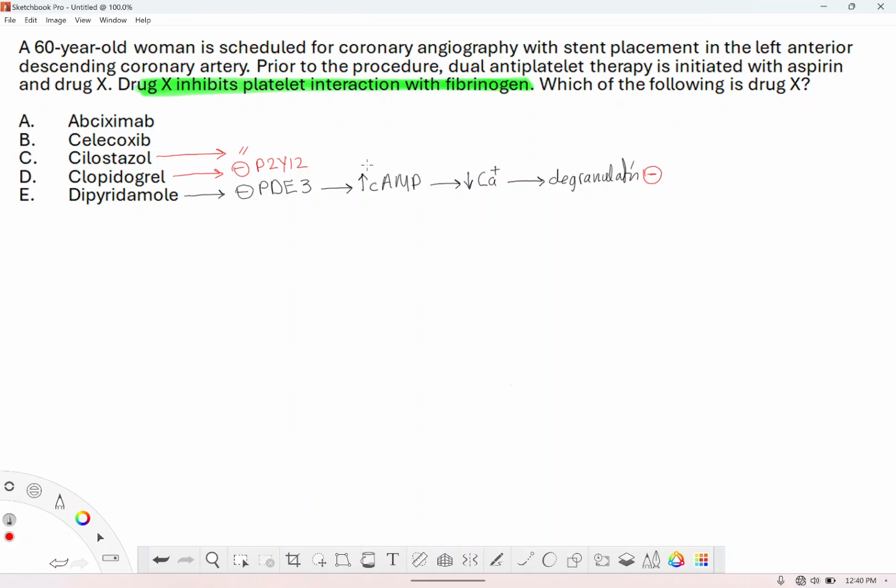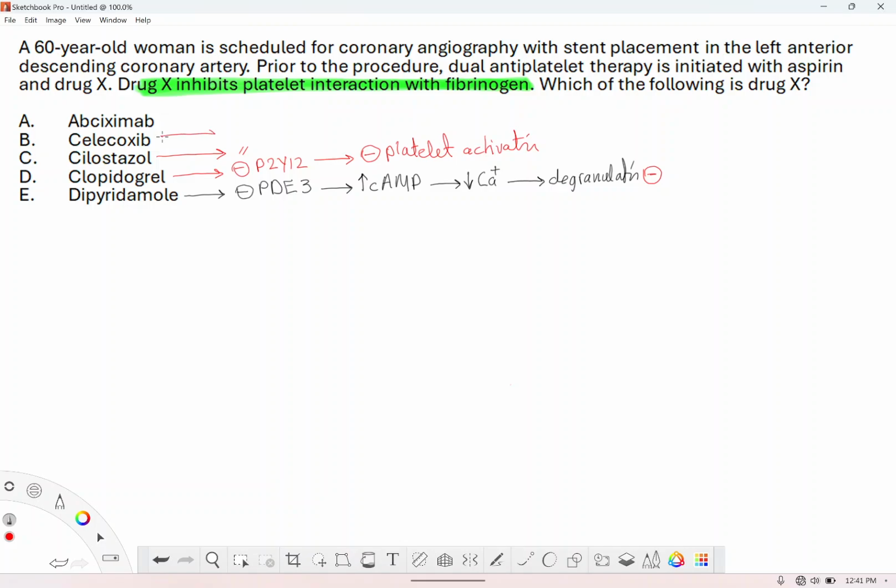Okay, so if you block the ADP receptor, what could happen? Well, this receptor is responsible for platelet activation. So you literally block platelet activation. Okay. If you inhibit platelet activation, that means no thrombosis. Okay, so clopidogrel does that through inhibition of the P2Y12 receptor.